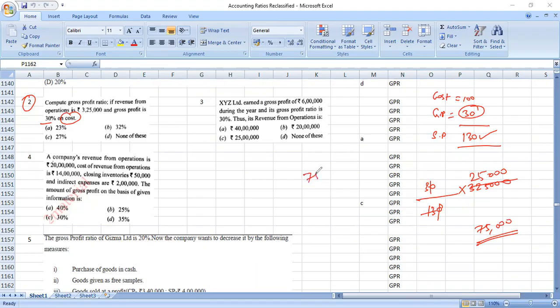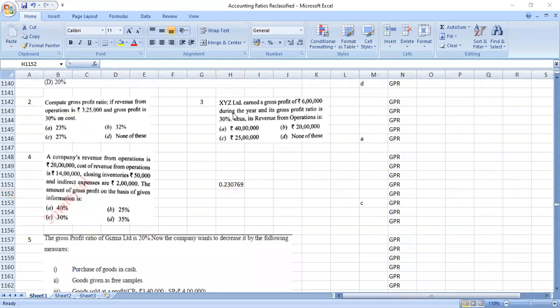So 75,000 divided by revenue from operation of 3,25,000. I think I'll let Excel do the work. 75,000 divided by 3,25,000 is 23.0769, which is 23%. A is the correct answer. Understood, children? That is the second question.